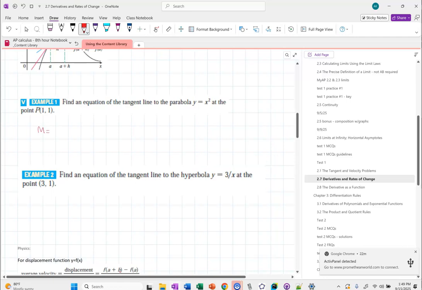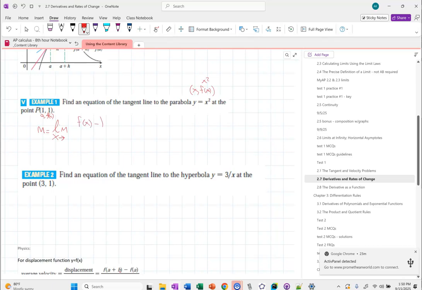So my slope should be the limit as x approaches, this is a, and this is f of a, right? And then we have x comma f of x, so that's just x squared, right? So it's going to be f of x minus f of a over x minus a. That's my formula that I'm filling in. So that's the limit as x approaches 1 of x squared minus 1 over x minus 1. Everybody's good with the filling in that I did?